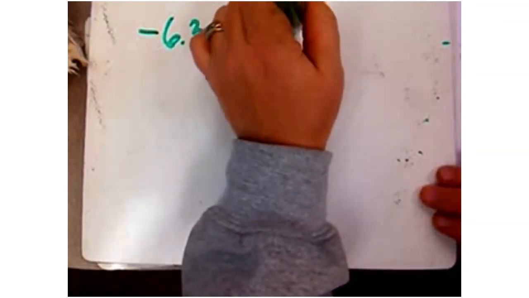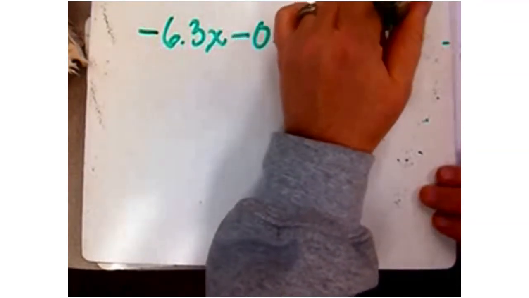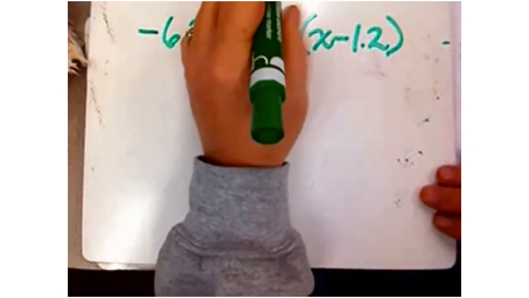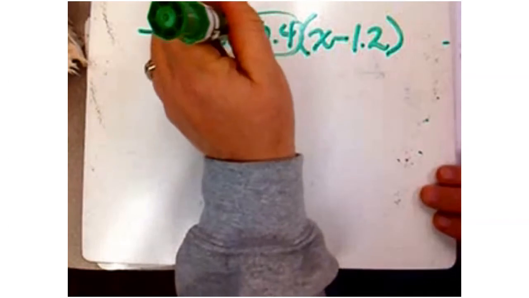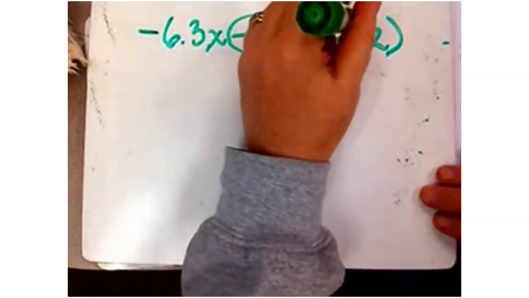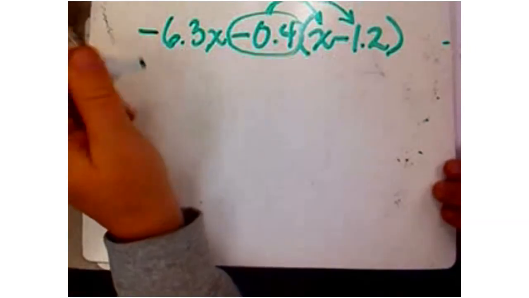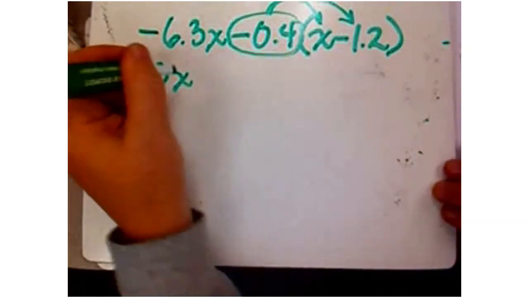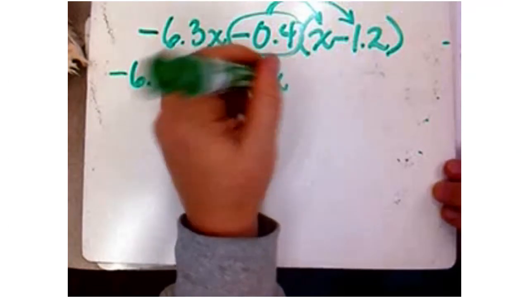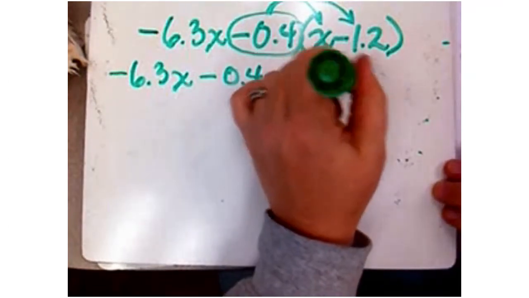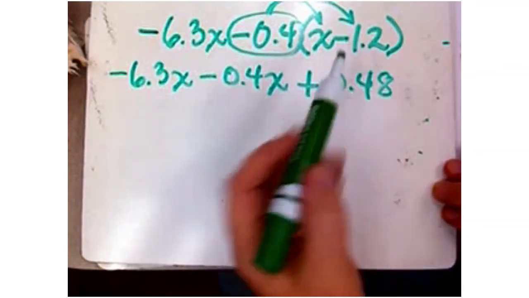So just pay attention to those terms. And then also you will use the distributive property. That's on page 414. If you see something like example 7 on page 414, negative 6.3x minus 0.4, open paren, x minus 1.2, close paren, you know that you need to distribute the negative 0.4 to the x and the negative 1.2 in the parens. So you're going to end up with negative 6.3x minus 0.4x plus 0.48, because negative times negative is positive, and then you're going to do the math.